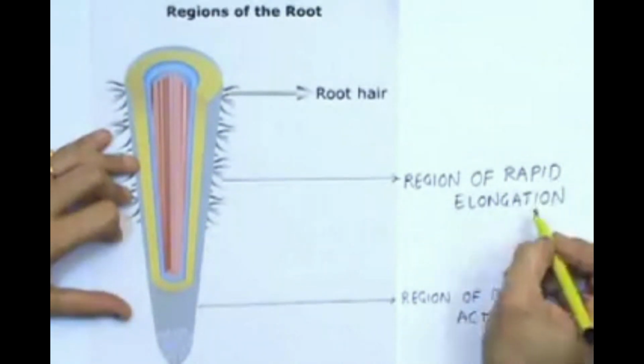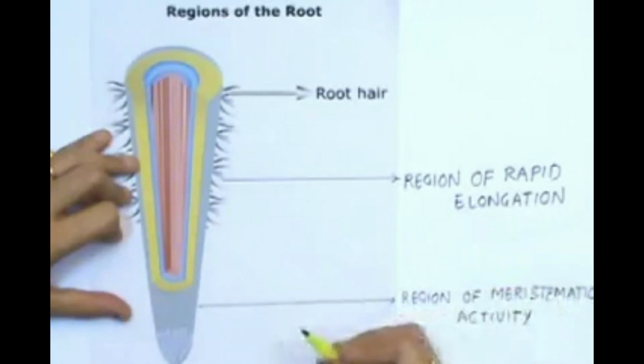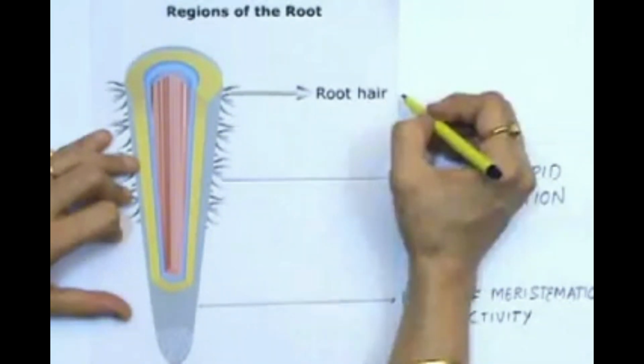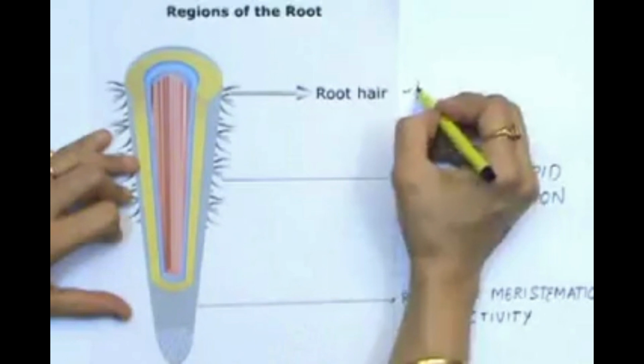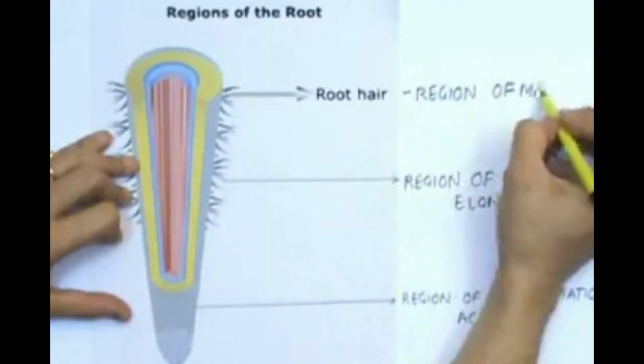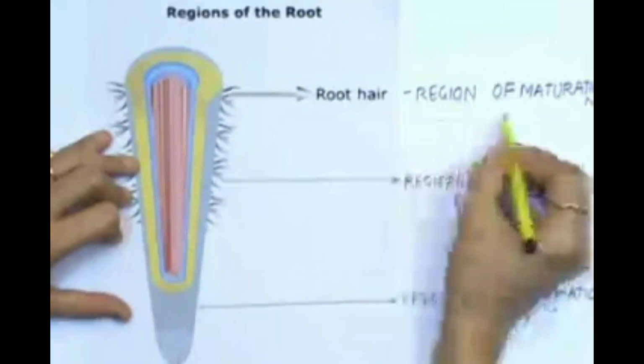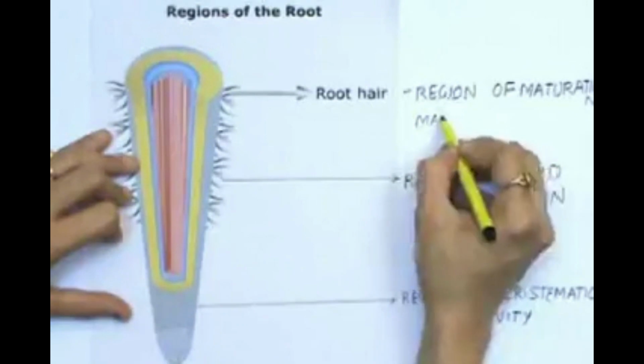In the region of rapid elongation, the cells of elongation zone are gradually differentiating and maturing, and this zone is proximal to the region of maturation. So this is the region of maturation.